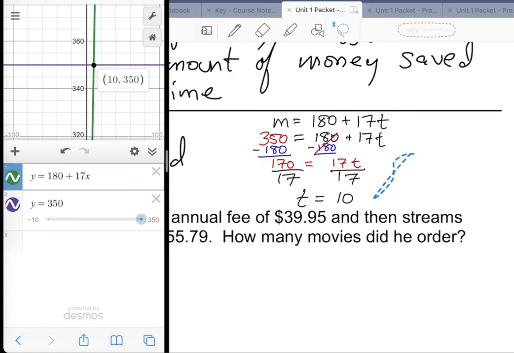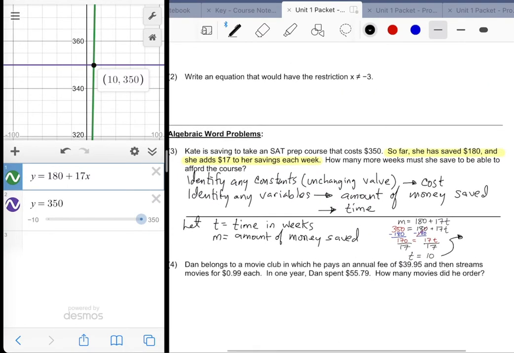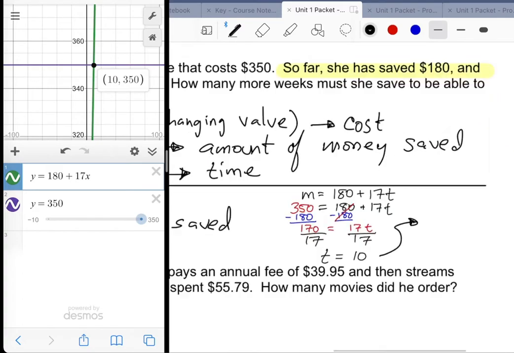So what we'll write is, it will take 10 more weeks. You could word it in a reasonable way. I don't want to go too crazy here. It will take 10 more weeks for her to afford the course. I think that's fine.